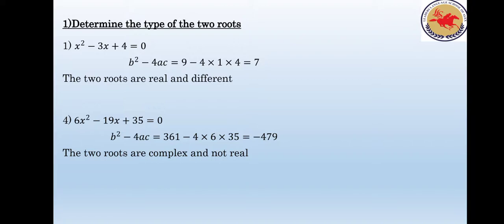Number 4. 6x power 2 minus 19x plus 35 equals 0. Using the discriminant b power 2 minus 4ac, by replacement here we get the final answer negative 479. Smaller than 0, that means two roots are complex and not real.